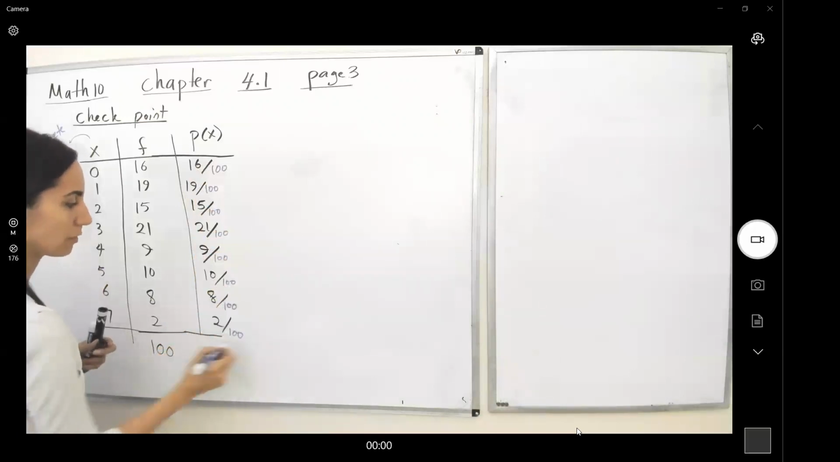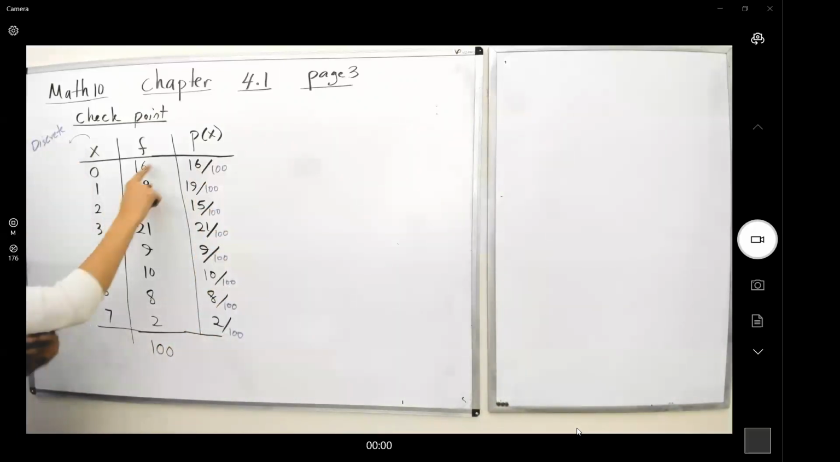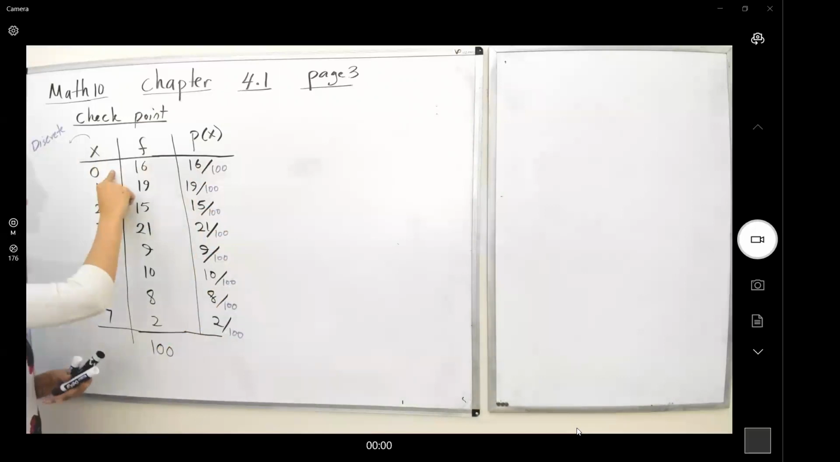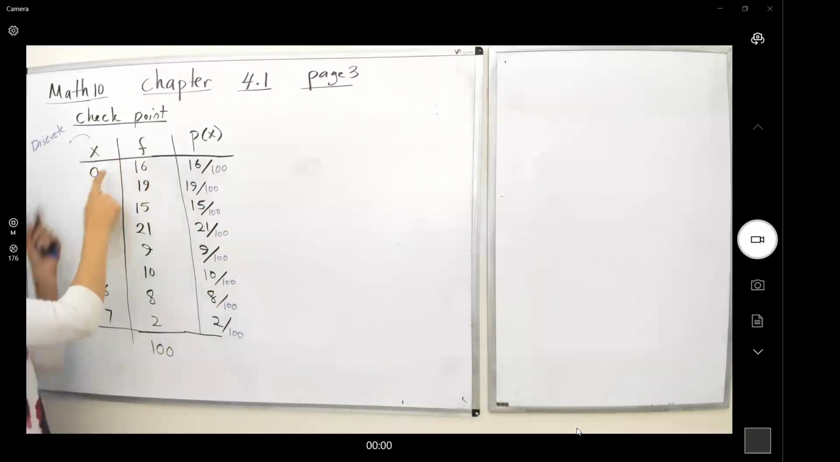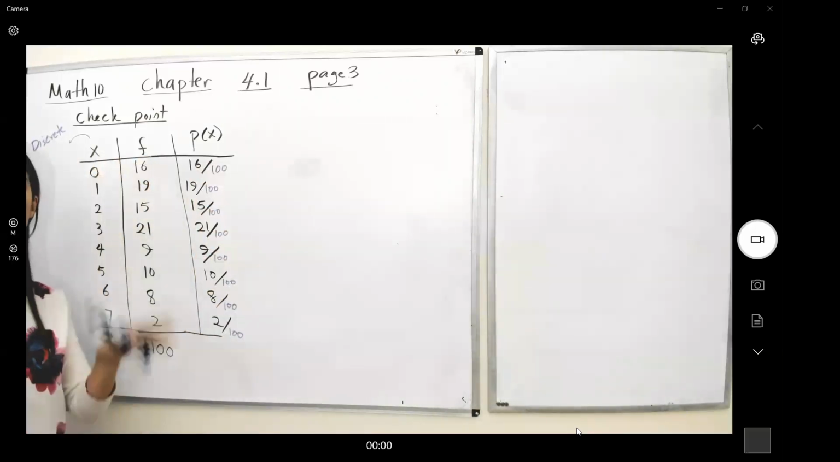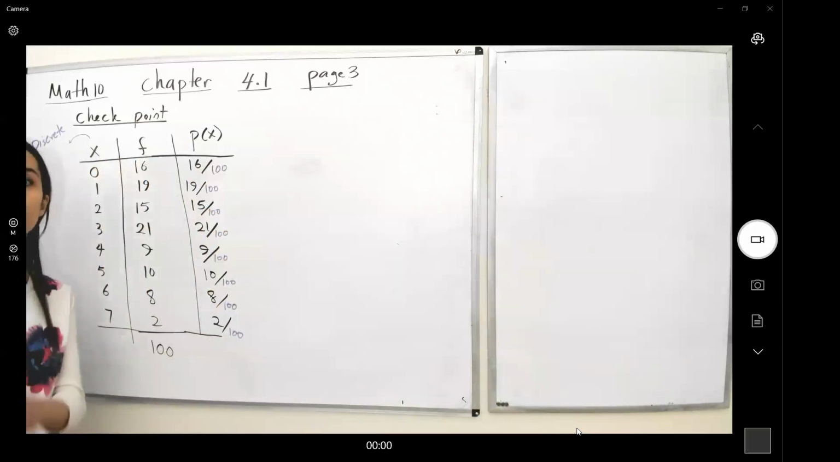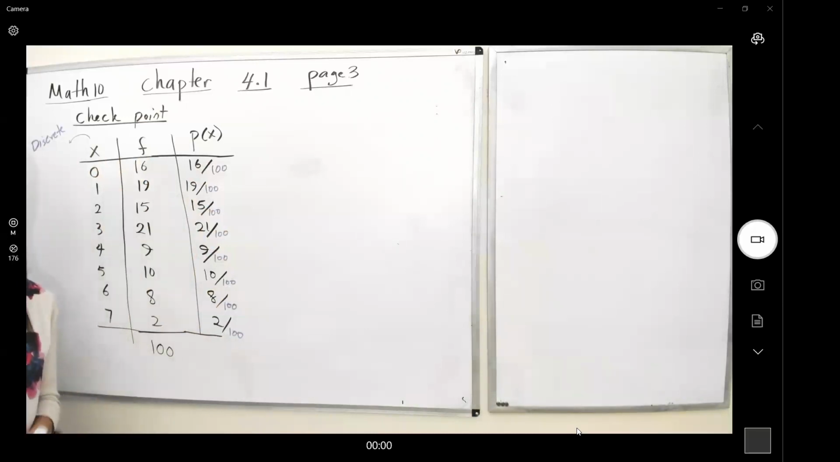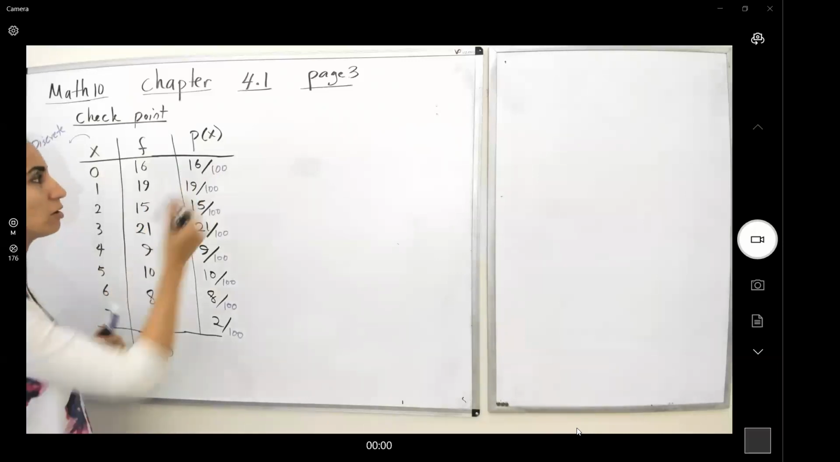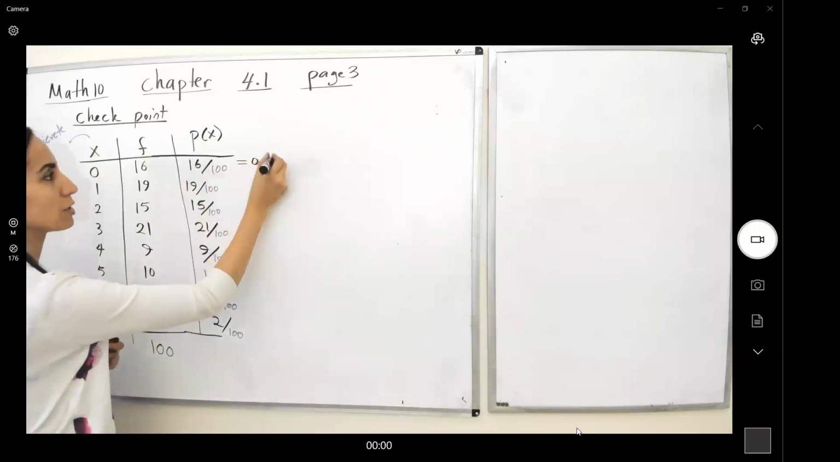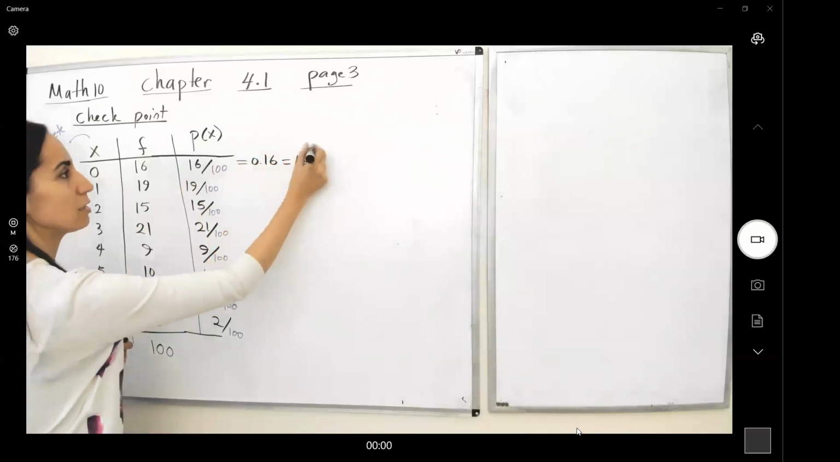100 and 100. So the frequency of your X is 16. The frequency of no sale is 16 days. For 16 days, that person didn't sell anything. No sale at all. 16 divided by 100, 16%. So you can say that this is 0.16 or 16%.